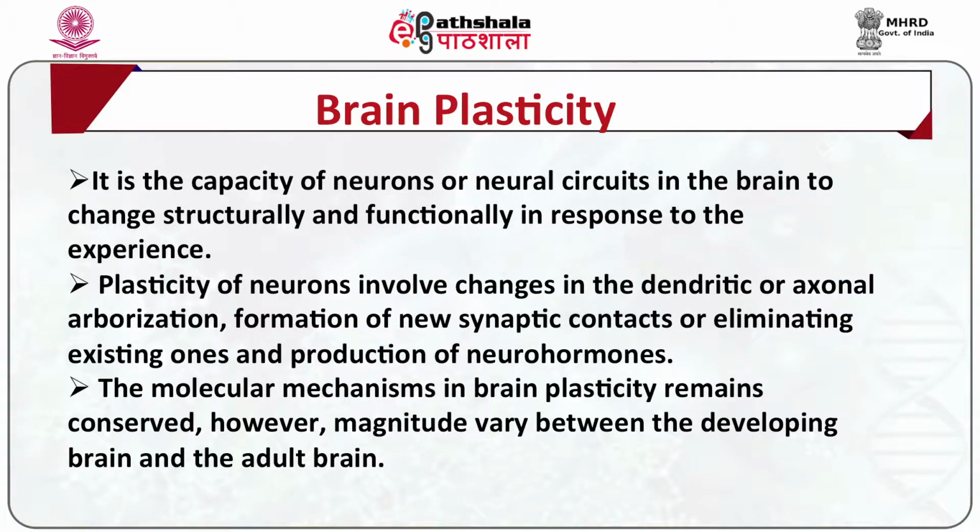Plasticity of neurons involves changes in the dendritic or axonal arborization, efficacy of pre-existing synaptic contacts, formation of new synaptic contacts or elimination of existing ones, and production or signaling of neurohormones or neuromodulators. Brain plasticity can be seen during development, in adults, and even during aging. The basic molecular mechanisms involved in brain plasticity remain conserved throughout the lifetime.